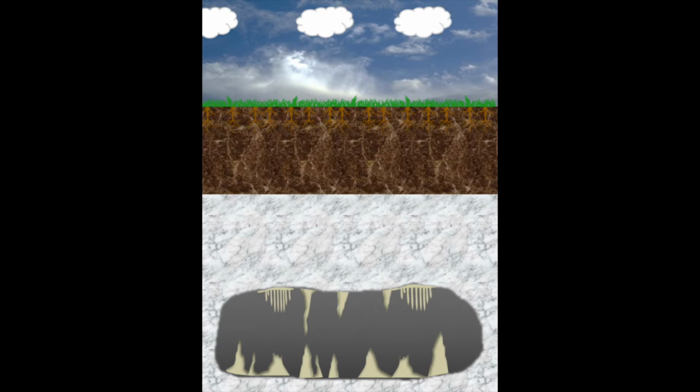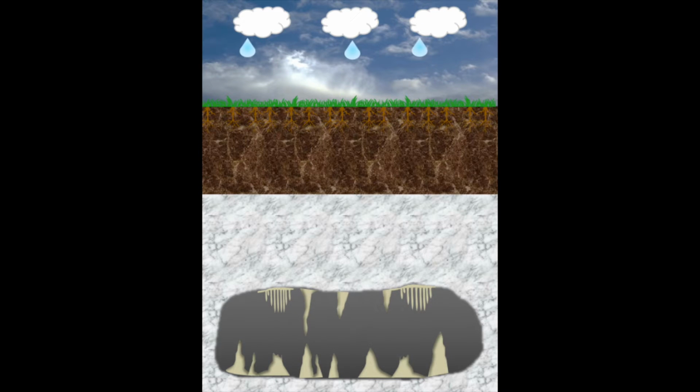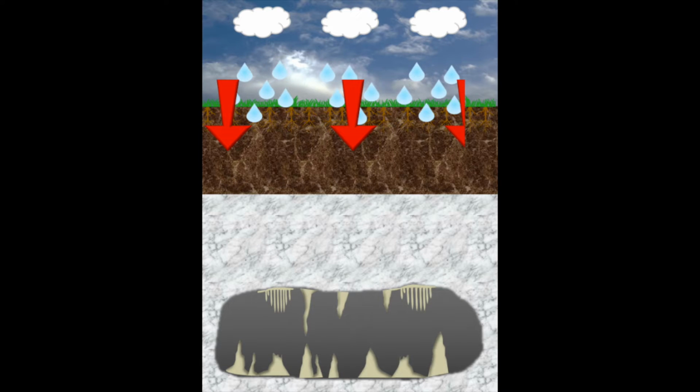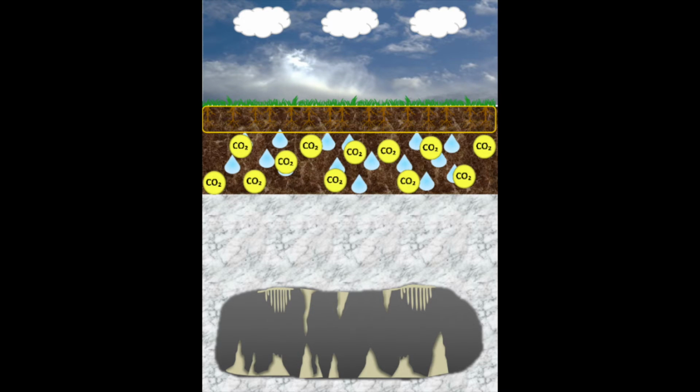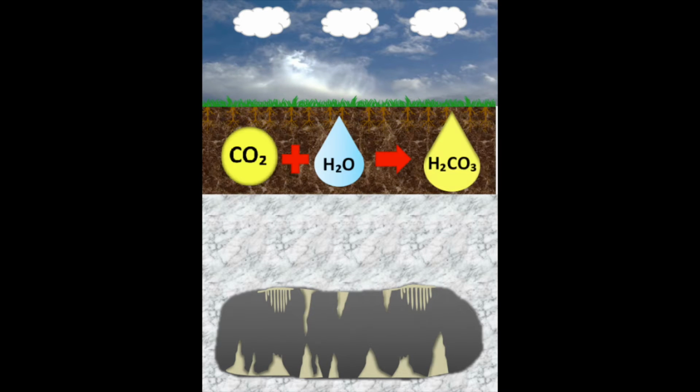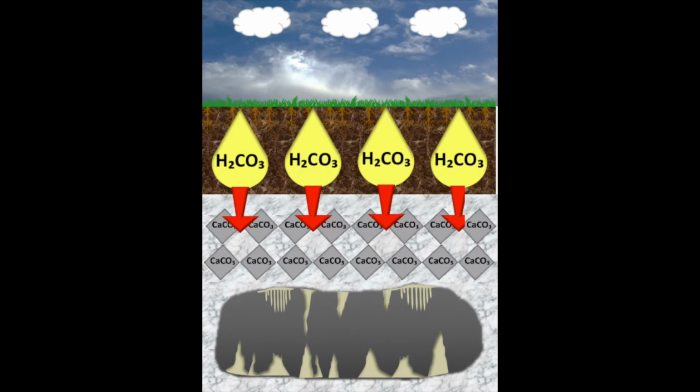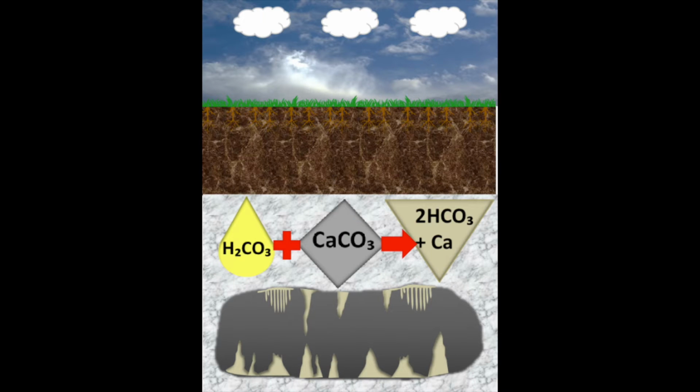Stalactites and stalagmites are formed when rain falls on the soil. As the water infiltrates through the soil, it absorbs large amounts of carbon dioxide that is produced by vegetation roots and microbes in the soil. This forms a corrosive solution called carbonic acid. When this acid reaches the limestone bedrock below, it dissolves the very soluble calcium carbonate.